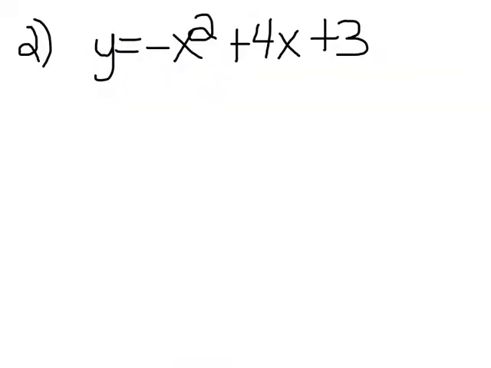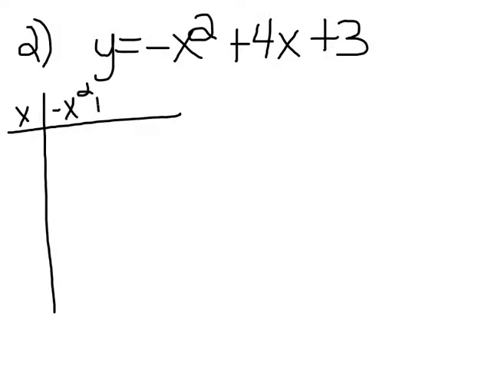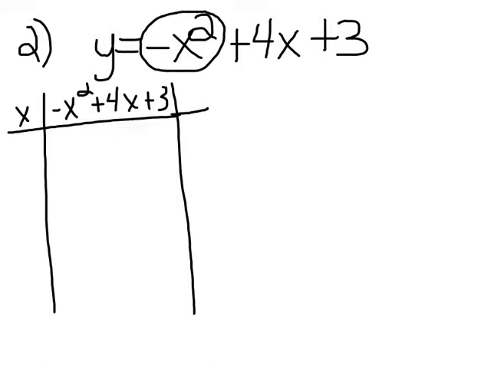In example 2, we'll be graphing the parabola, or quadratic equation, negative x squared plus 4x plus 3. So again, we'll be plugging values in for x, and we'll be solving for y. When you plug values in for x, remember that this negative sign is outside of the squared symbol. So you're going to square x, and then add that negative sign to whatever your answer is.